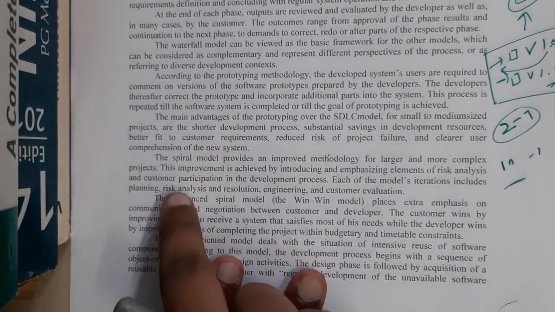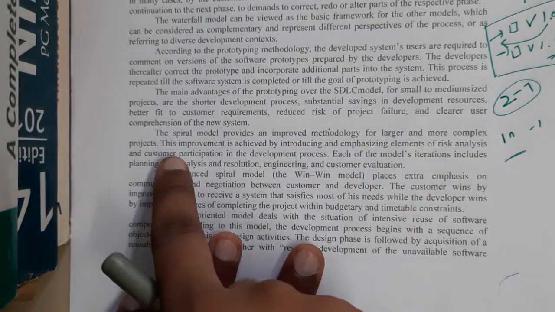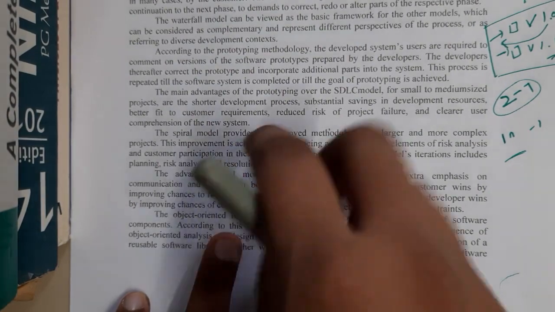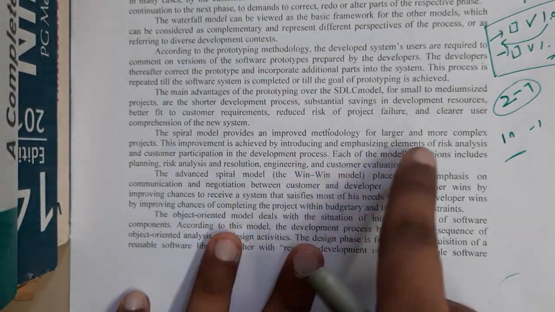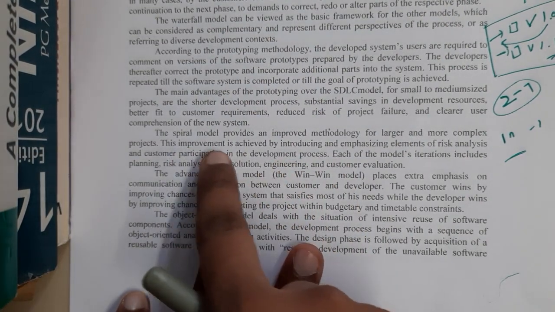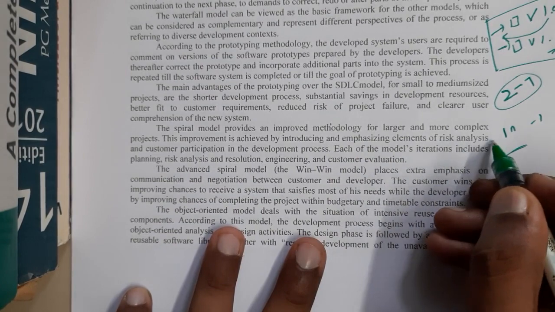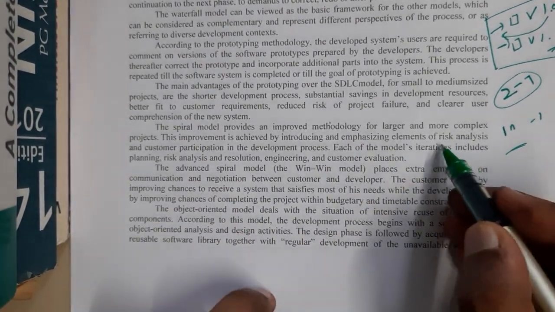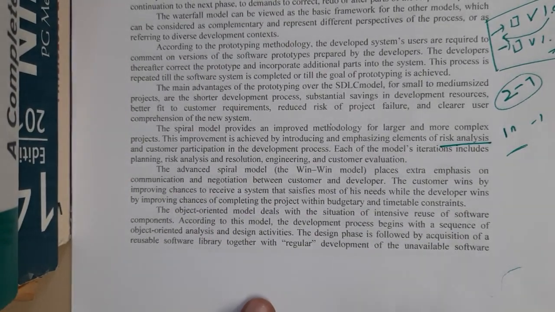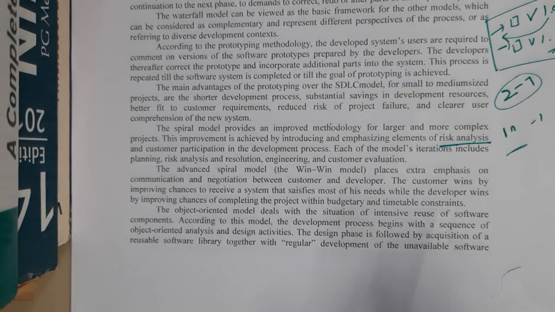So the spiral model provides an improved methodology for large and complex projects. Basically spiral model is used for large projects, guys. After each and every phase, you will be checking. The improvement is achieved by introducing the emphasized elements of risk analysis. So basically the major advantage of this spiral model is that we do risk analysis also, whether the project can be done easily in the budget or not. So everything will be checked.